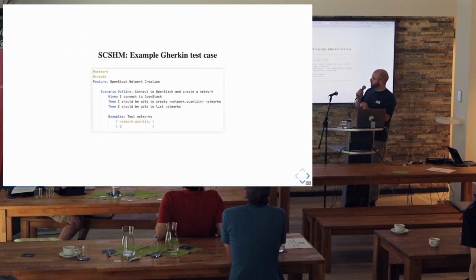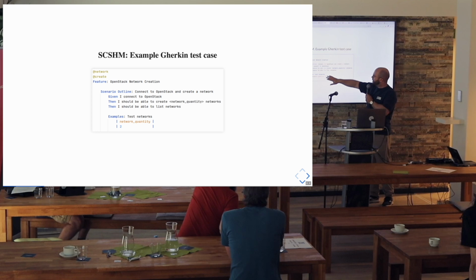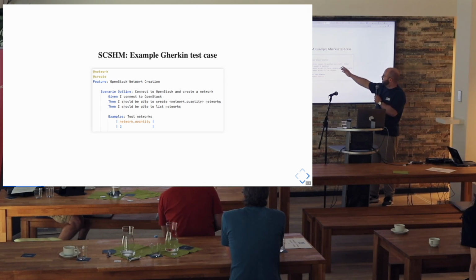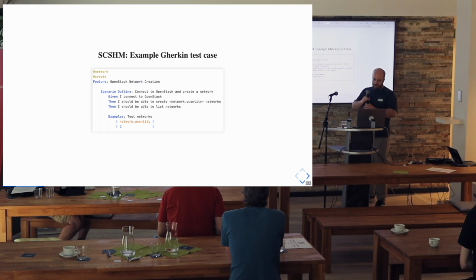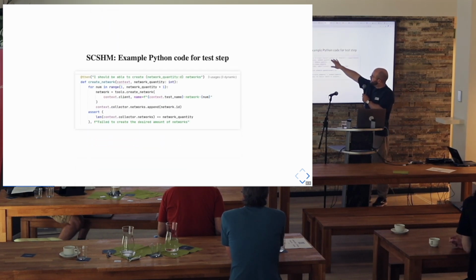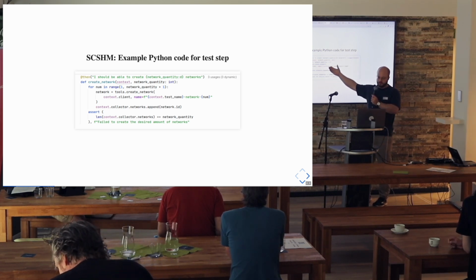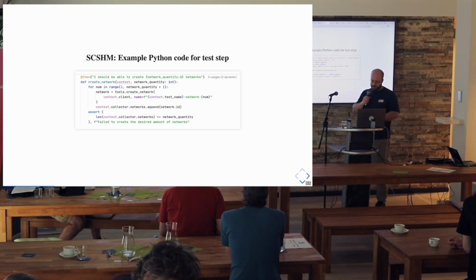So, I want to show you some screenshots so that it's maybe more graspable what we did. This is the Gherkin language. It's basically a file where I write, I connect to OpenStack. I should be able to create how many ever I want networks. And then I should be able to list the networks. And in this case, I give it 2. And what it does in the background in Python is map this sentence I wrote in the test case to Python code, which in this case uses the OpenStack client to do stuff.